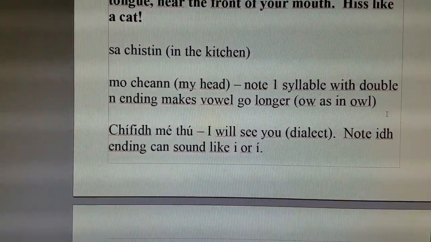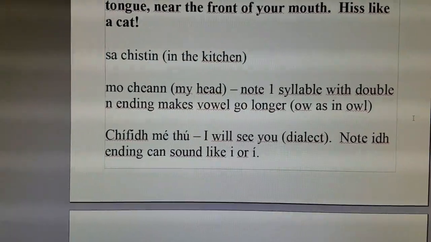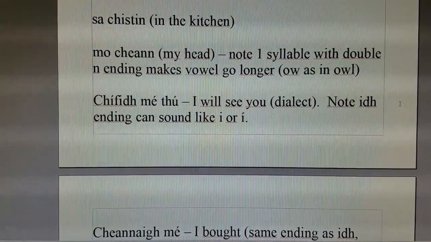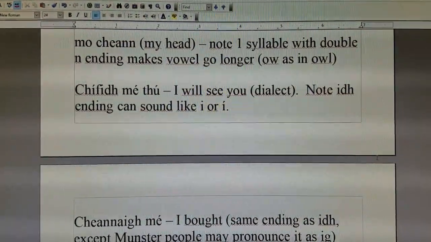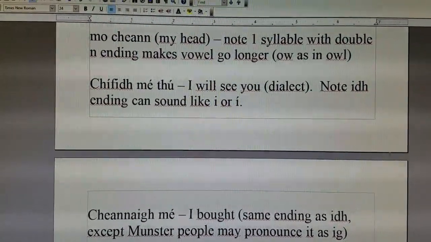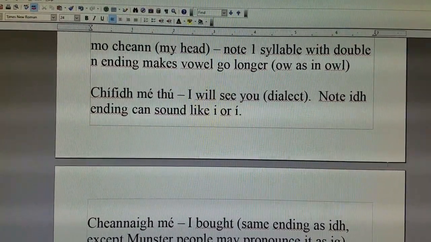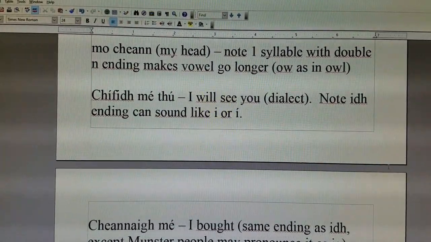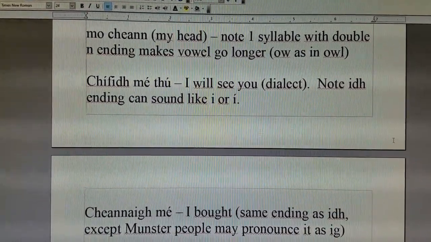I will see you. That's a dialect, but it's a good example. Notice the other ending. The DH ending is different. We're talking about the beginnings of words mostly. Well, with CH it works everywhere, but DH and GH, the endings and middles are going to be different things, which is a separate topic.